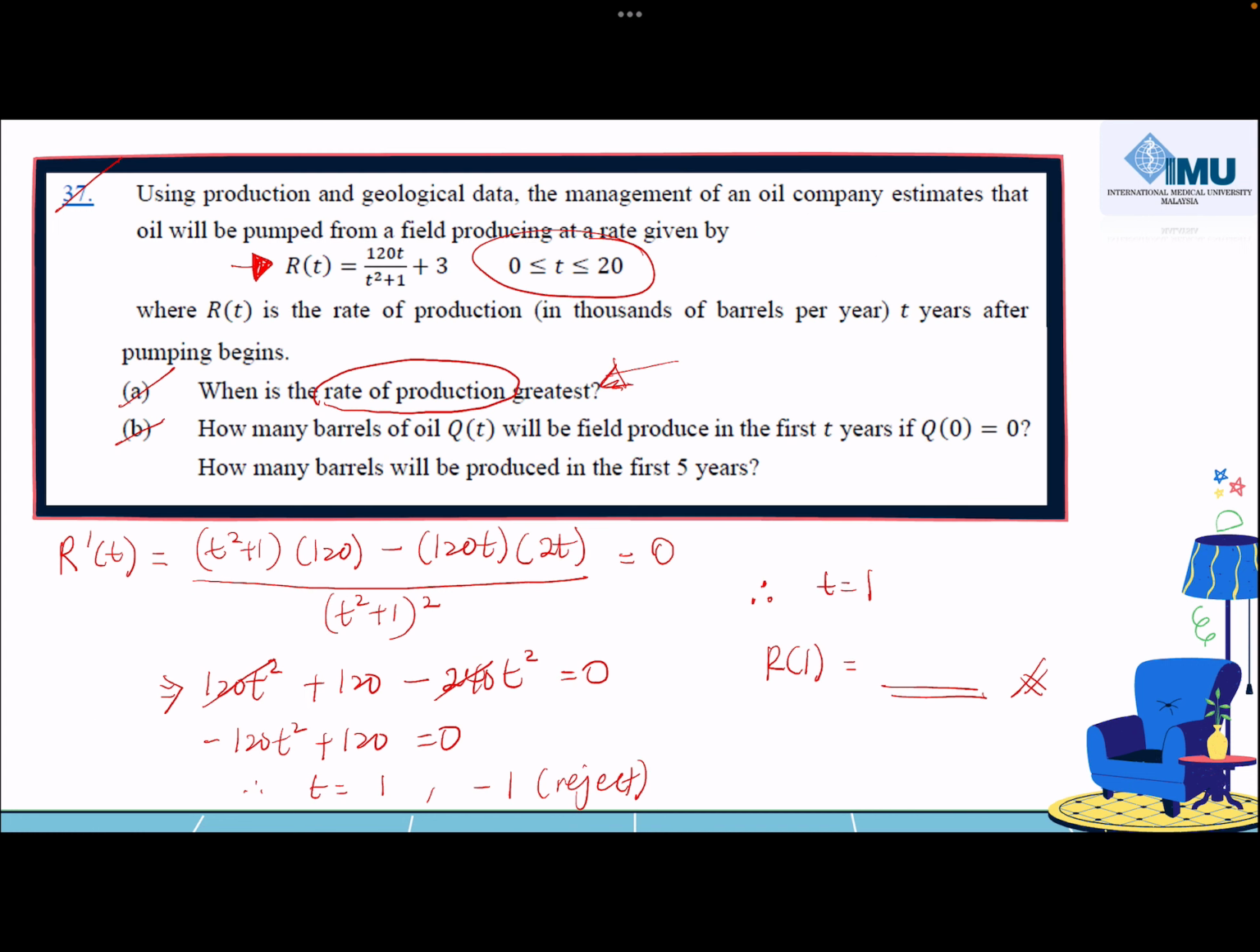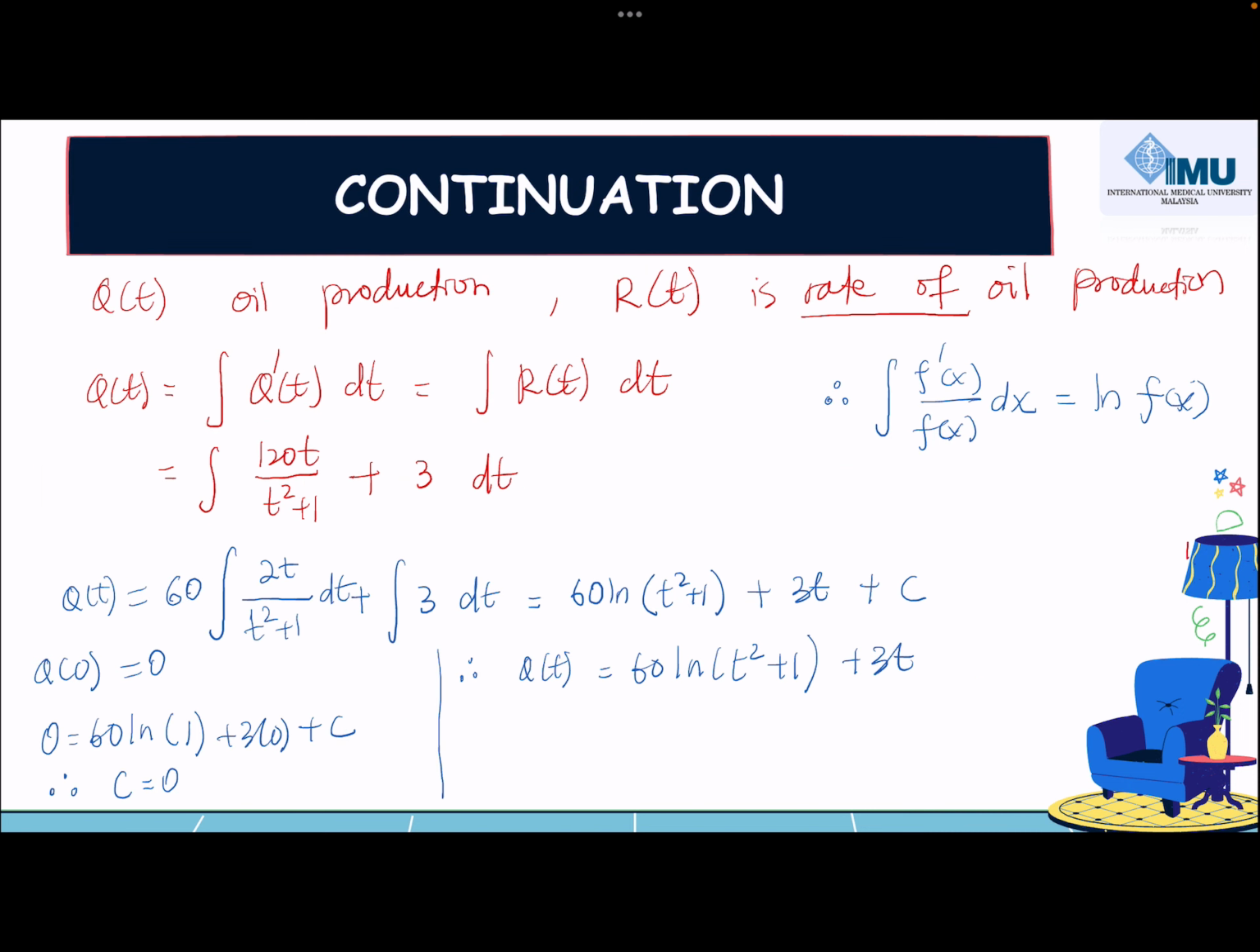Now go back to the previous question. They ask you the next question. How many barrels will be produced in the first 5 years? Meaning you evaluate at t equals 5. What will happen to your Q? Yes, correct. Calculate accordingly. You will get approximately 210 barrels of oil production. That's all for question 37.